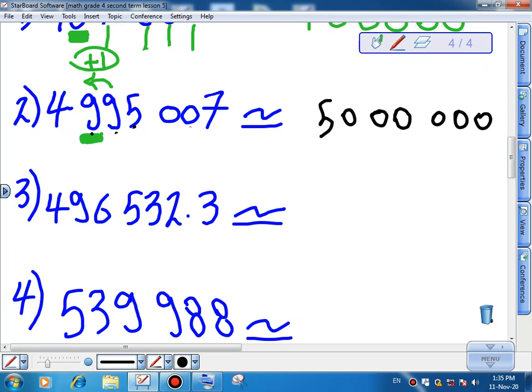Okay? Another one: 496,532 and 3/10. Approximate this number to the nearest 10,000. Where is the 10,000, please? Units, tens, hundreds, thousand, 10,000, which is number 9. Underline number 9. The digit to the right of 9 is the thousand place, number 6. Is 6 a weak number or a strong number? Strong number. Increase by 1.